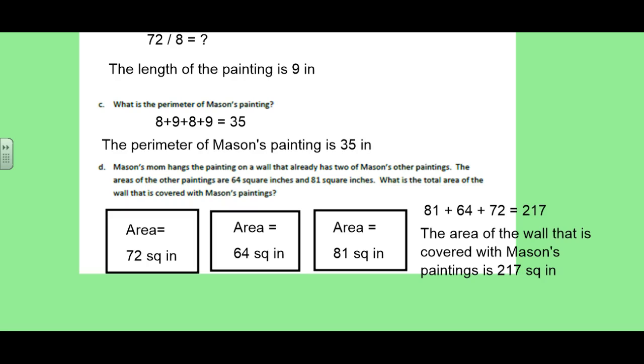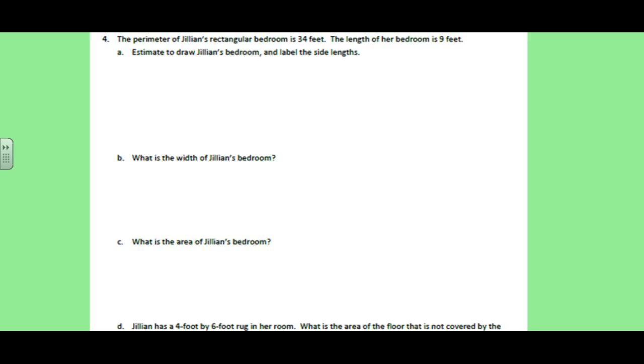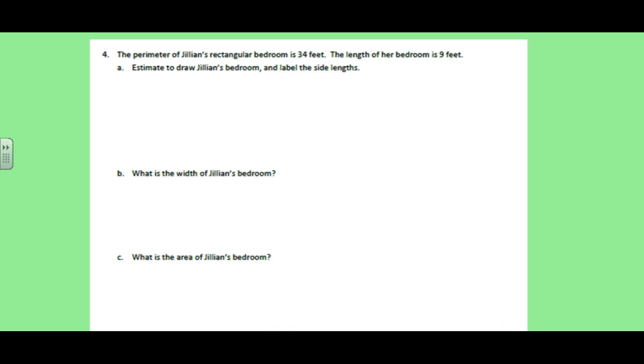So when you add those three areas together, you get 217. So the area of the wall that is covered with Mason's painting is 217 square inches. Okay, now we're ready to move on to the third page of the problem set.